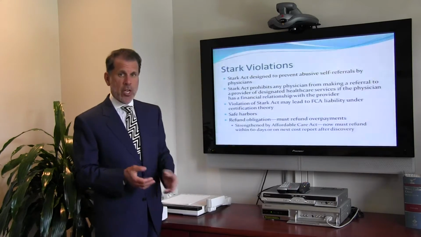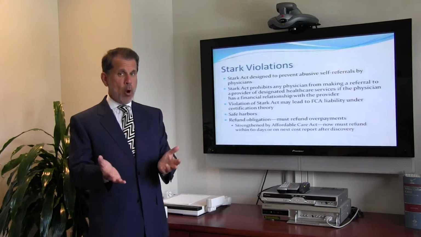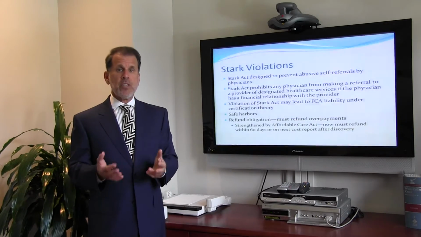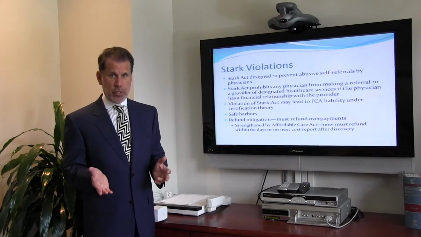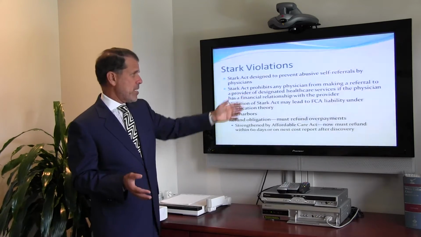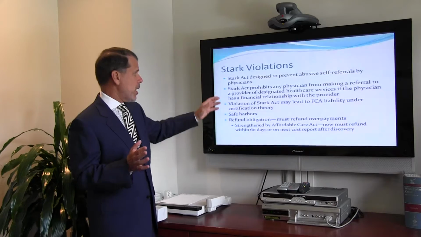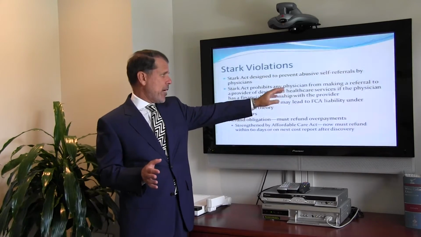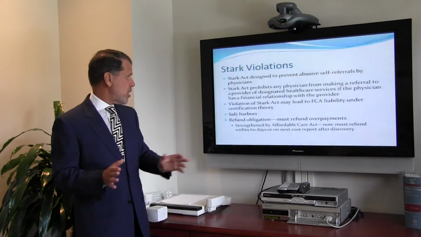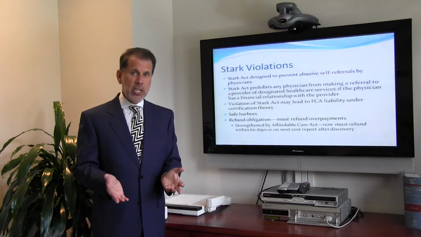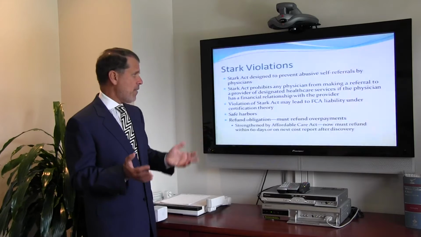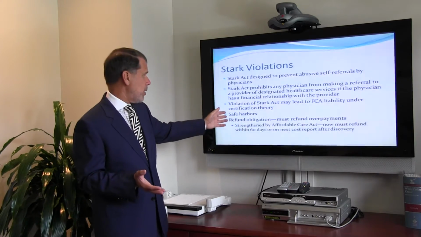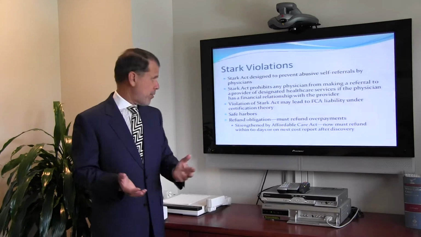Stark violations. Stark violations, which can be brought under the False Claims Act, are designed to prevent abusive self-referrals by physicians. The Stark Act prohibits any physician from making a referral to a provider of what's called a designated healthcare service if the physician has a financial relationship with the provider. A violation of the Stark Act may lead to False Claims Act liability under the certification theory.